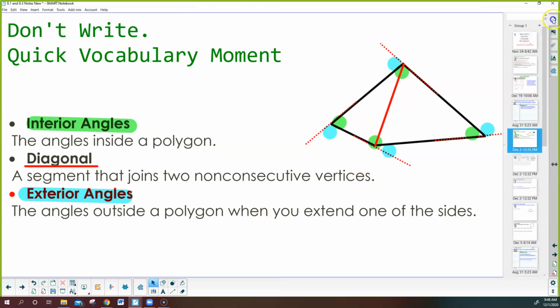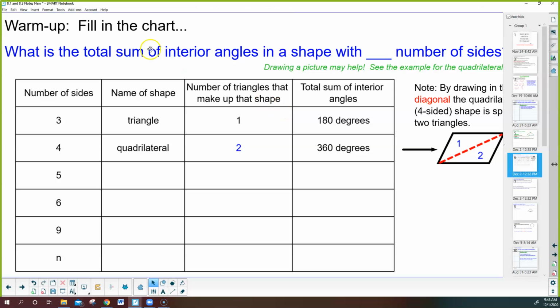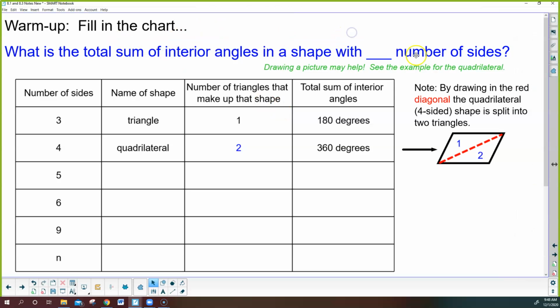and that diagonal splits this shape up into two familiar shapes. All right, so what we're going to do is take about a minute or two and have you write this down and then fill out the shape. Now, before you do that, I just want to give you a quick little hint. Here's our goal. What is the total sum of interior angles in a shape with blank number of sides? If you need to, drawing a picture may help. Here's an example. I'll show you how we did the quadrilateral. So let me explain this before you cut loose.